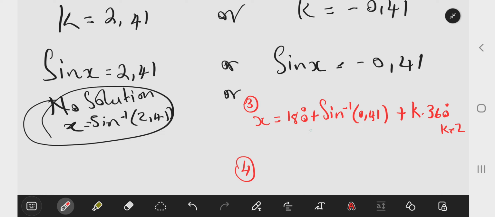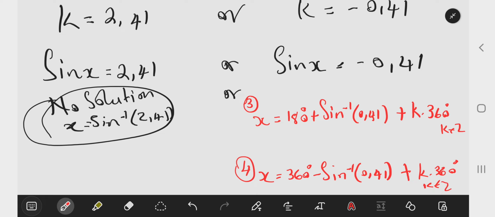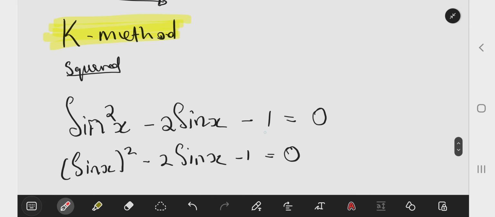So this is quadrant number 3, and then quadrant number 4, so 360 minus arcsine of 0.41 plus k times 360, k is an element of z. So this is an example of k method, right? But it's not always good bazokunikeza yona in a form of sine squared x and then bakubekela yona in a standard form.